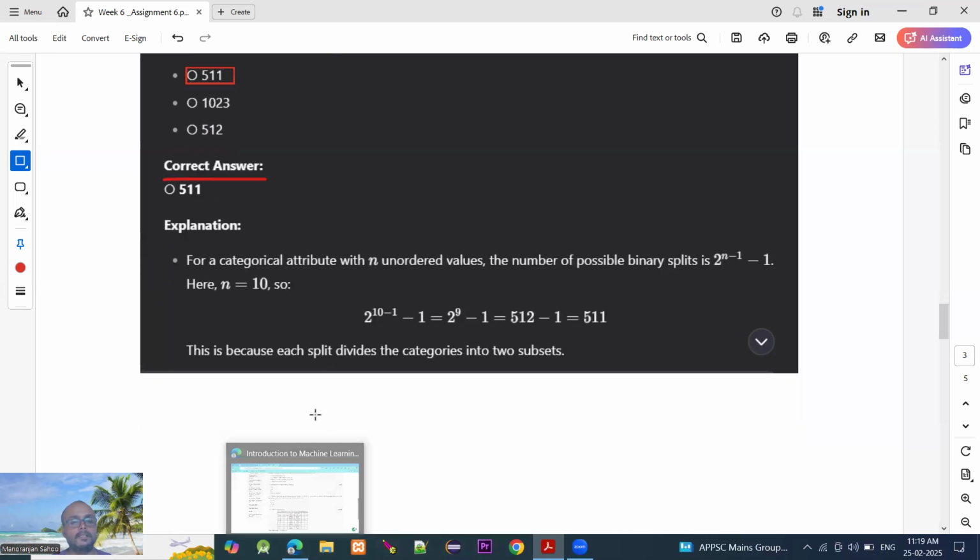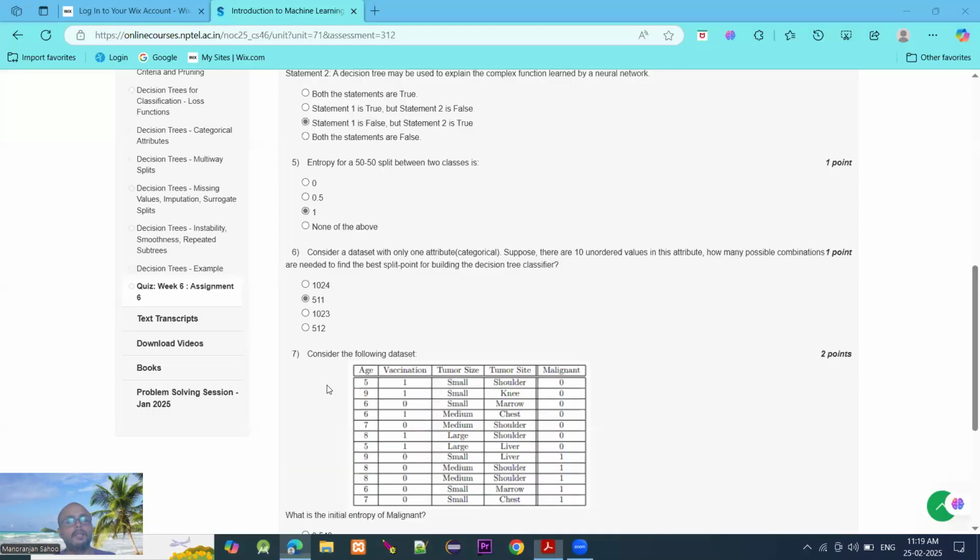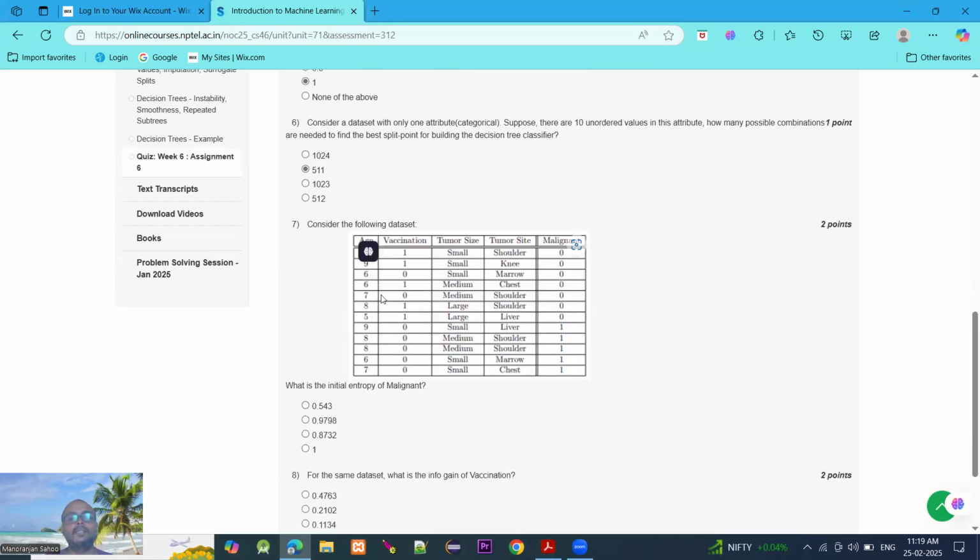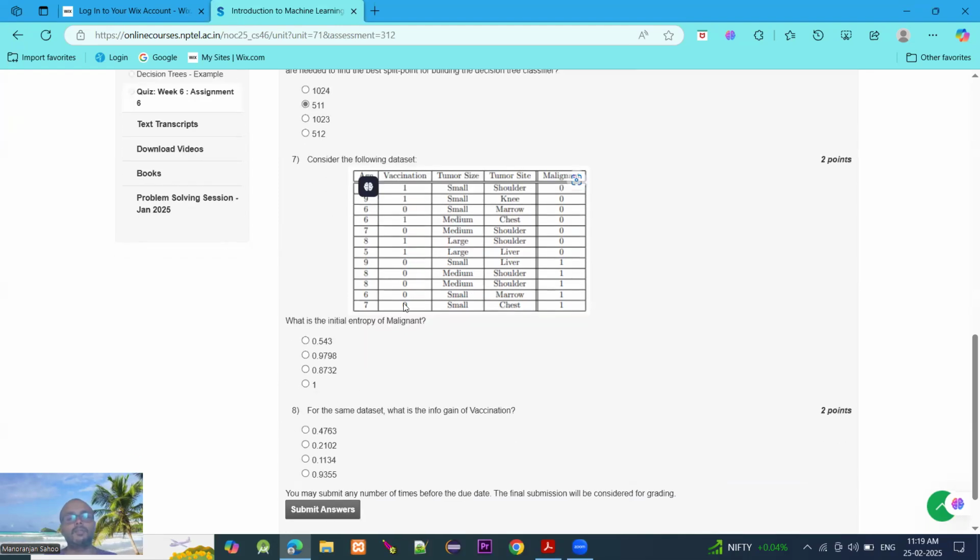Next, guys, question number 7. What is it asking? Question number 7 says consider the following dataset: age, vaccinations, tumor size, tumor site, and malignant. What is the initial entropy of malignant? So you have to calculate the initial entropy of malignant.